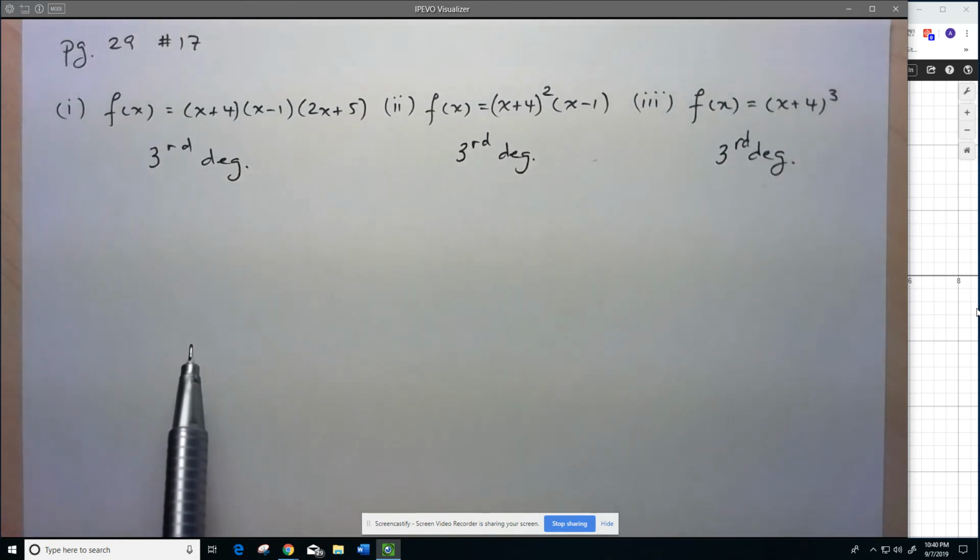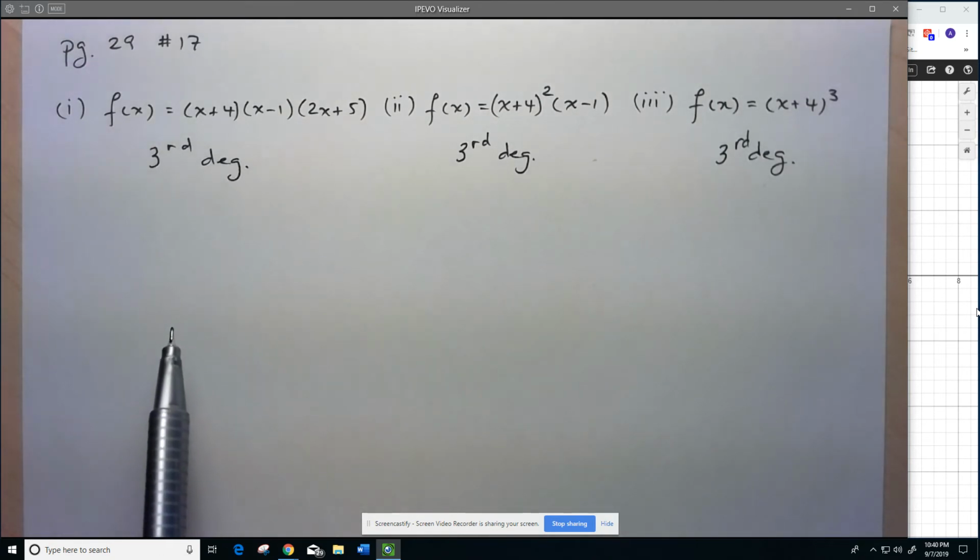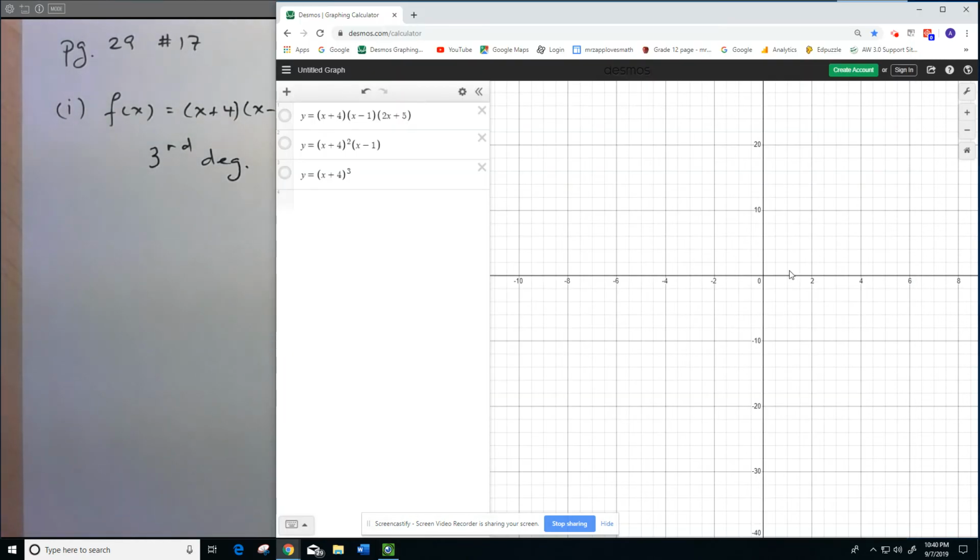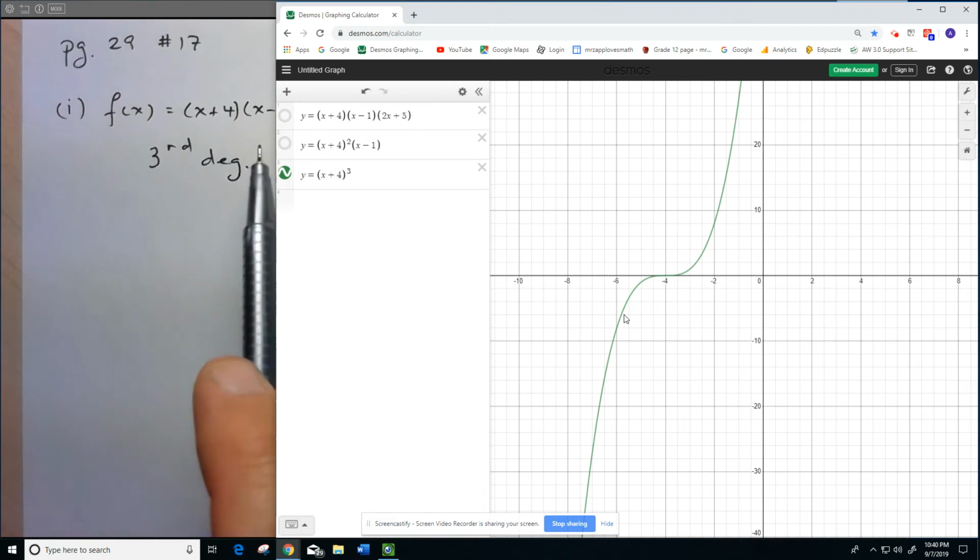In the next question, they ask you to graph each function. Since they say to use technology, we use Desmos here. I've got the three functions. I look at the first and I see it definitely has a cubic form. I look at the second, again, it has a cubic form. And then I look at the third, again, it has a cubic form. Now they're asking us to find a relationship between this form of the polynomial and the x-intercepts, which hopefully is what you had thought about when you saw these polynomials in factored form.